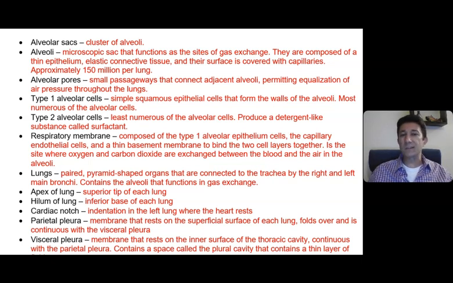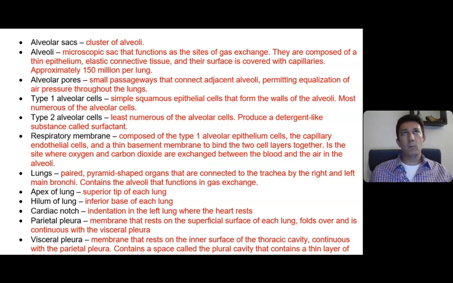There's a less numerous cell type called the type 2 alveolar cell that doesn't really function in providing structure to the alveoli. Instead, the type 2 alveolar cells produce a detergent-like substance that's called surfactant. And surfactant is really important in the very microscopic alveoli because the inner walls of the alveoli are coated with a thin layer of water. And the water is important to help facilitate the gas exchange between the air that's in the alveoli and the nearby capillaries that are surrounding each of the alveoli.